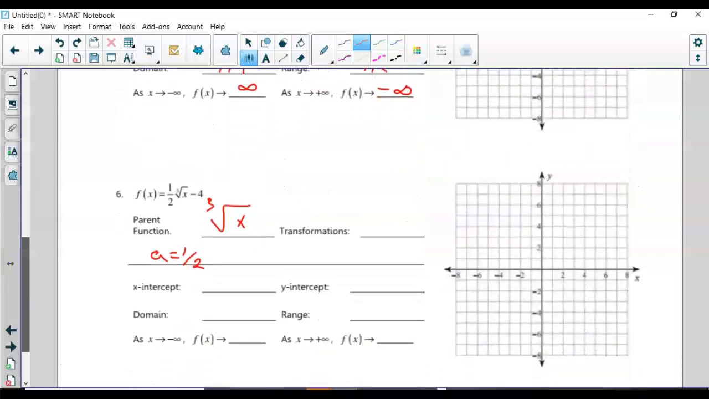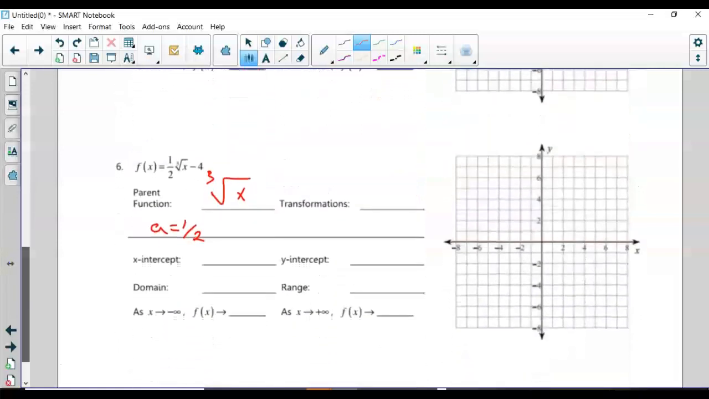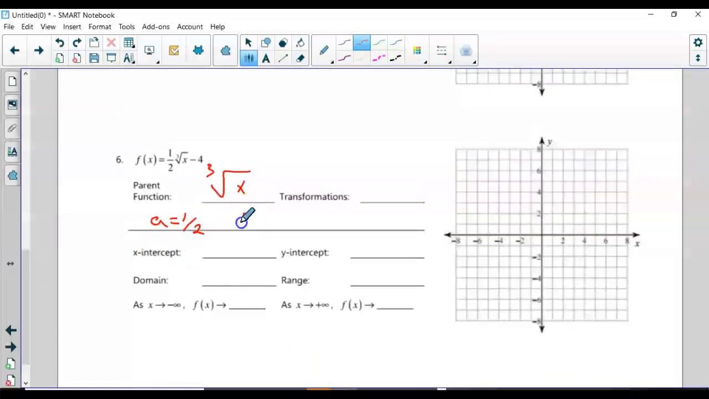Okay. k is equal to -4. So we shift down 4. And then we can find our intercepts and everything. So let's get this on the graph. All right. So starting at 0, 0, we have a translation down of 4. So k goes down 4. So we're here. We didn't move left or right, we just moved down.